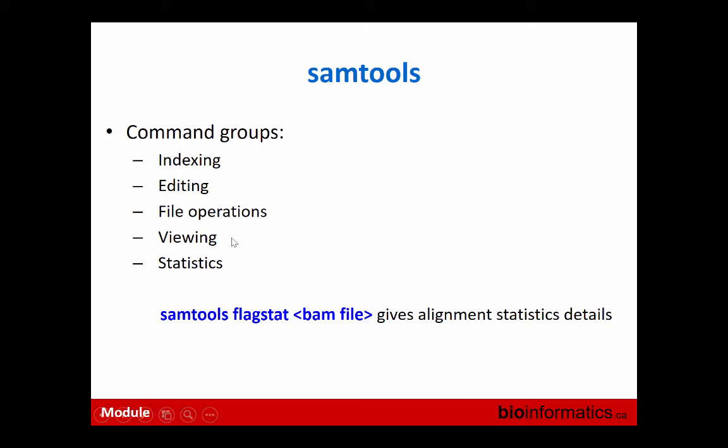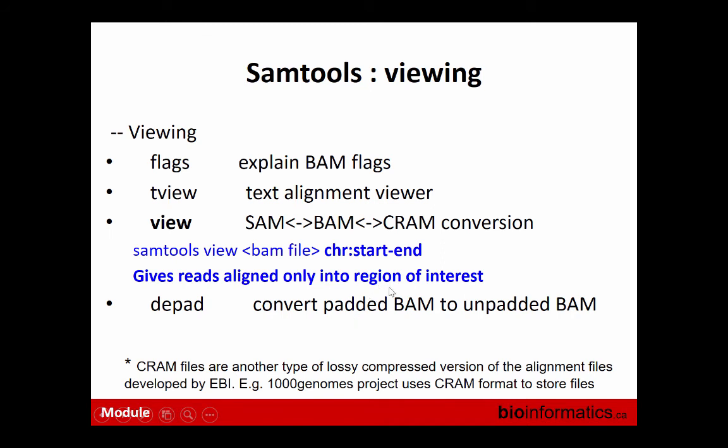There are different categories of tools: indexing, editing, file operations, viewing, and statistics. And I would like to talk about flagstat. We already had a question about how to get statistics. If we just type samtools flagstat and then give our BAM file, it gives us interesting statistics details, and we will do it during the lab. Now, viewing: it's samtools view, and we give the BAM file which we would like to view. If you just do less or any other Unix command on the BAM file, we will see gibberish. But with samtools view, we can see whatever we like.